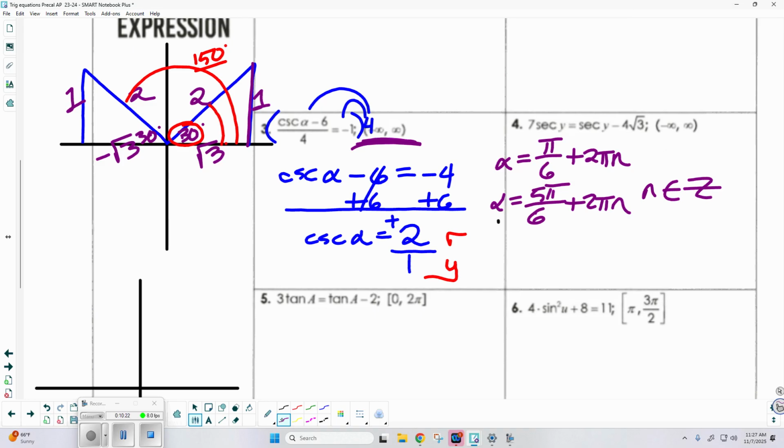Now, let me ask you a question. If I'm given this infinite interval, will I always add 2 pi n? No? Under what circumstances would I add something else? Tangent and cotangent, I'll just add what? Pi n, yes. There we go. We are solving trig equations. Anybody having a hard time? Okay. Well, let's try number 4.